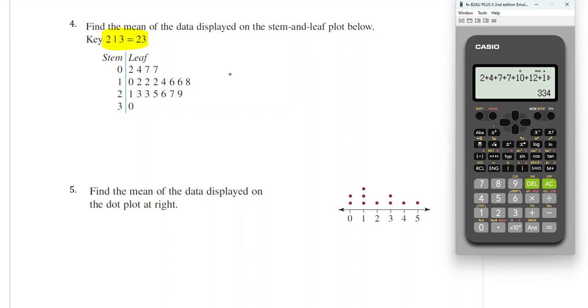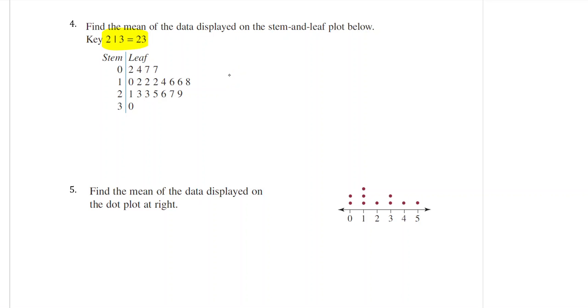So the mean is going to be equal to 334 over, the number on the bottom is the total number of scores. How am I going to find that? How many scores are in this stem and leaf? What do you think, Ashley?